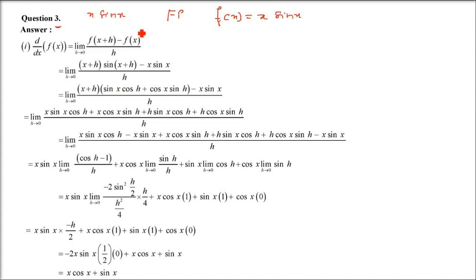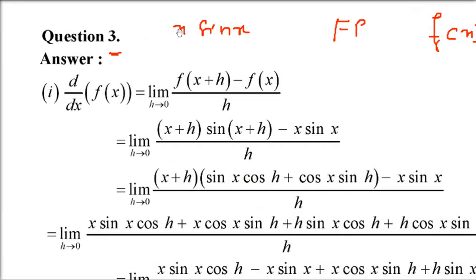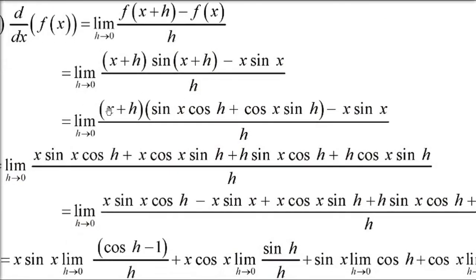Okay, now this x sin x, just see this, I am going to put x as x plus h here, that is f(x plus h), and the same function you have to write here in place of f(x). Now this is sin(a plus b), so sin(a plus b) means sin a cos b plus cos a sin b. So this is the formula we are going to use.